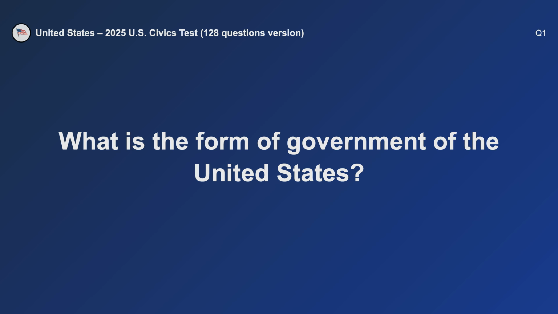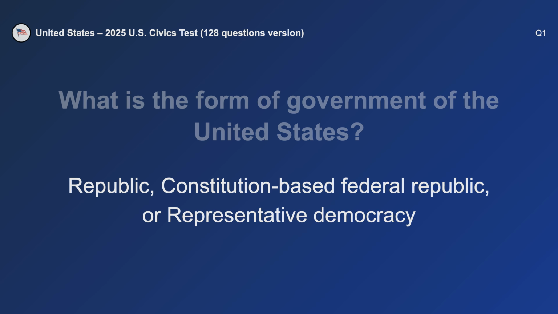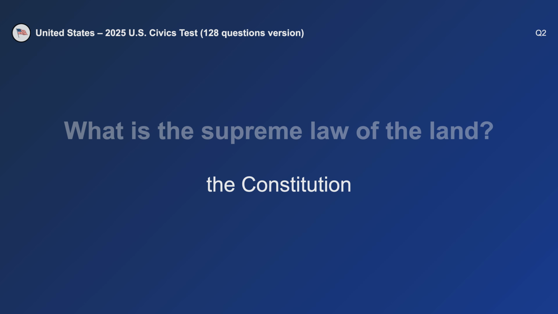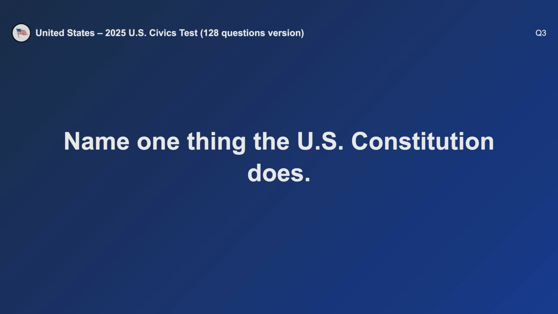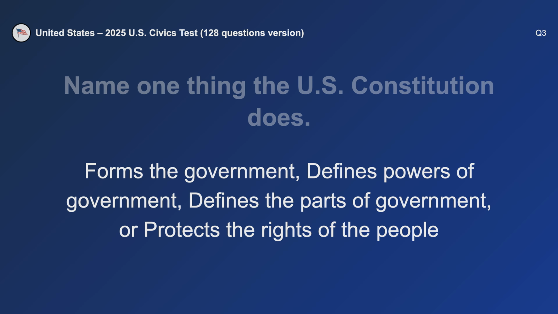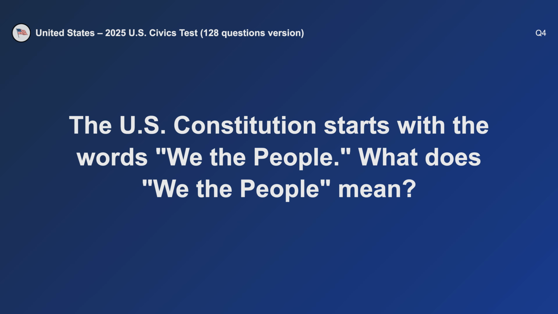What is the form of government of the United States? Republic. What is the supreme law of the land? The Constitution. Name one thing the U.S. Constitution does. Forms the government.